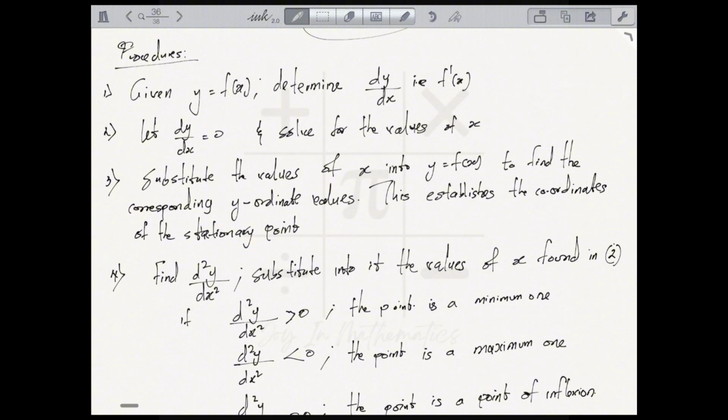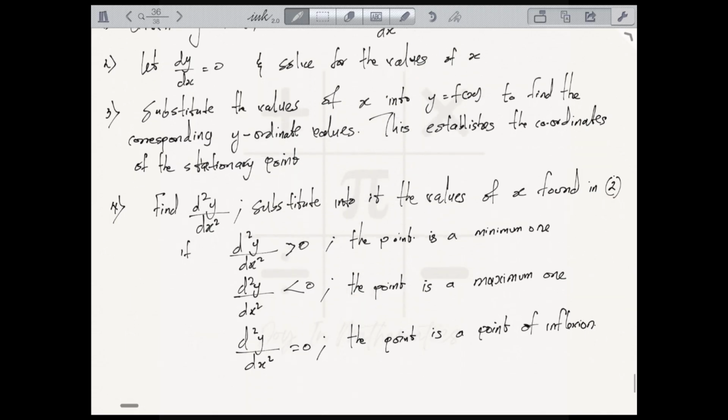So the first thing we do is we are given a function of x, that's y equals f of x, and then we have to determine dy/dx, that's f dash of x, and thereafter we set dy/dx equal to 0, and we solve for the values of x for that instance. And in step 3, we substitute the value of x into y equals f of x to find the corresponding y ordinate values, and this establishes the coordinates of the stationary point.